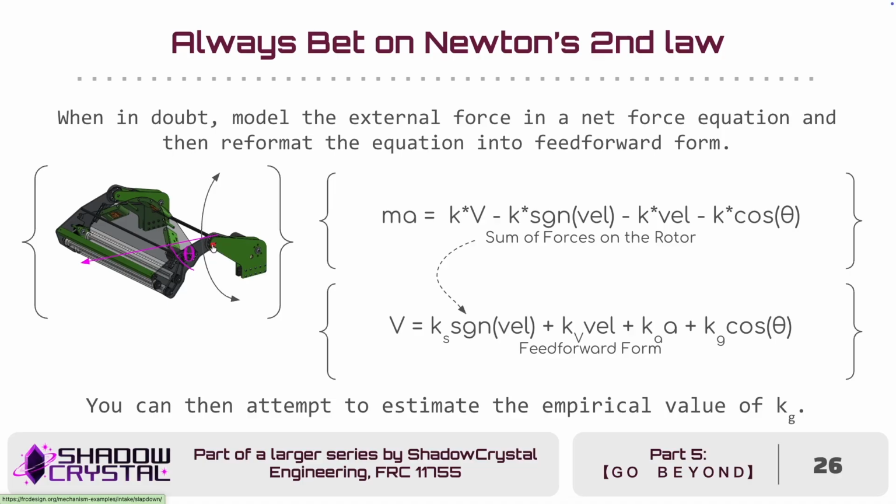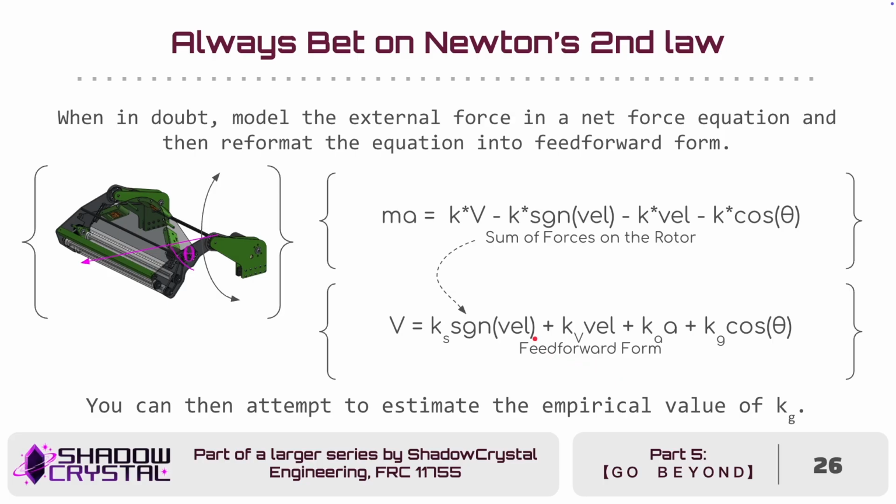And when your angle is 90, you're going to have no force of gravity at all. So once you have your net force equation set up, what you can do is, again, rearrange it to be the feed-forward form. And what you'll find is that your cosine theta just propagates through, and you're going to get this kg times cosine theta term. You can then try to estimate the empirical value of kg. Usually what this works as is, in some capacity, raising the arm to a known angle relative to its center of mass, and then incrementing, again, the voltage that you apply until the arm can just barely hold itself up without any help. That's going to be your kg.